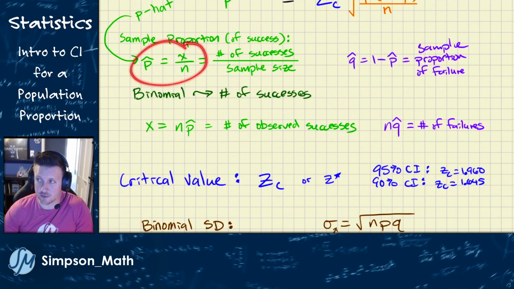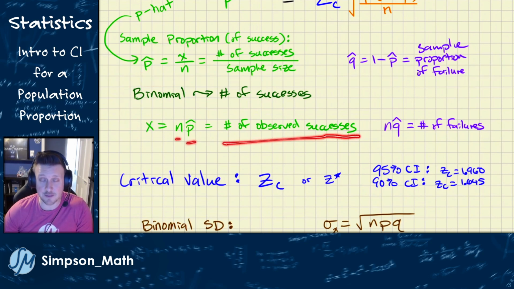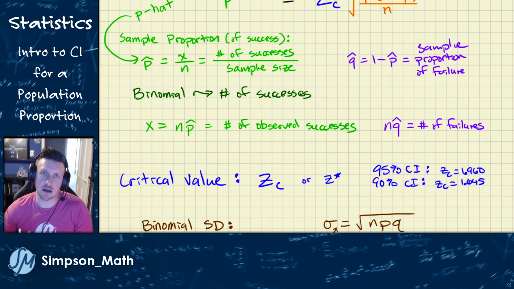If you took this formula and solved for x, you would get x equals n times p hat. So if I take n and p hat and multiply them together, that gives me my number of observed successes. If you put yourself back into when we talked about the binomial distribution, n times p should be something that was familiar, and that was the mean of the binomial distribution. So that's not a coincidence, that's how that lines up. And if I needed to know my number of failures, it would be n times q hat.